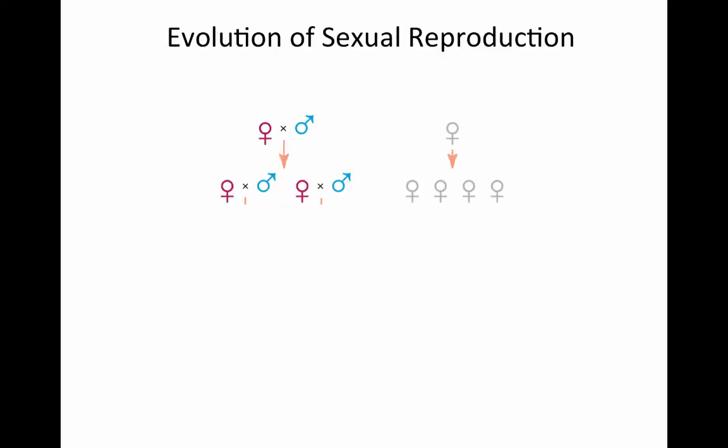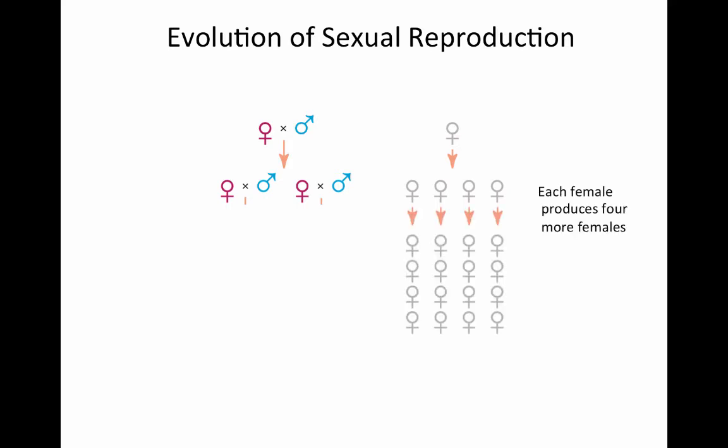Let's compare a sexually reproducing female here with an asexually reproducing female. Obviously the asexually reproducing female is going to produce all females. We're going to assume that the number of offspring each female produces is 4, so the asexually reproducing female produces 4 daughters, and the sexually reproducing female produces some combination of daughters and sons. So far so good. In the first generation, we are both equal. But let's look at the next generation.